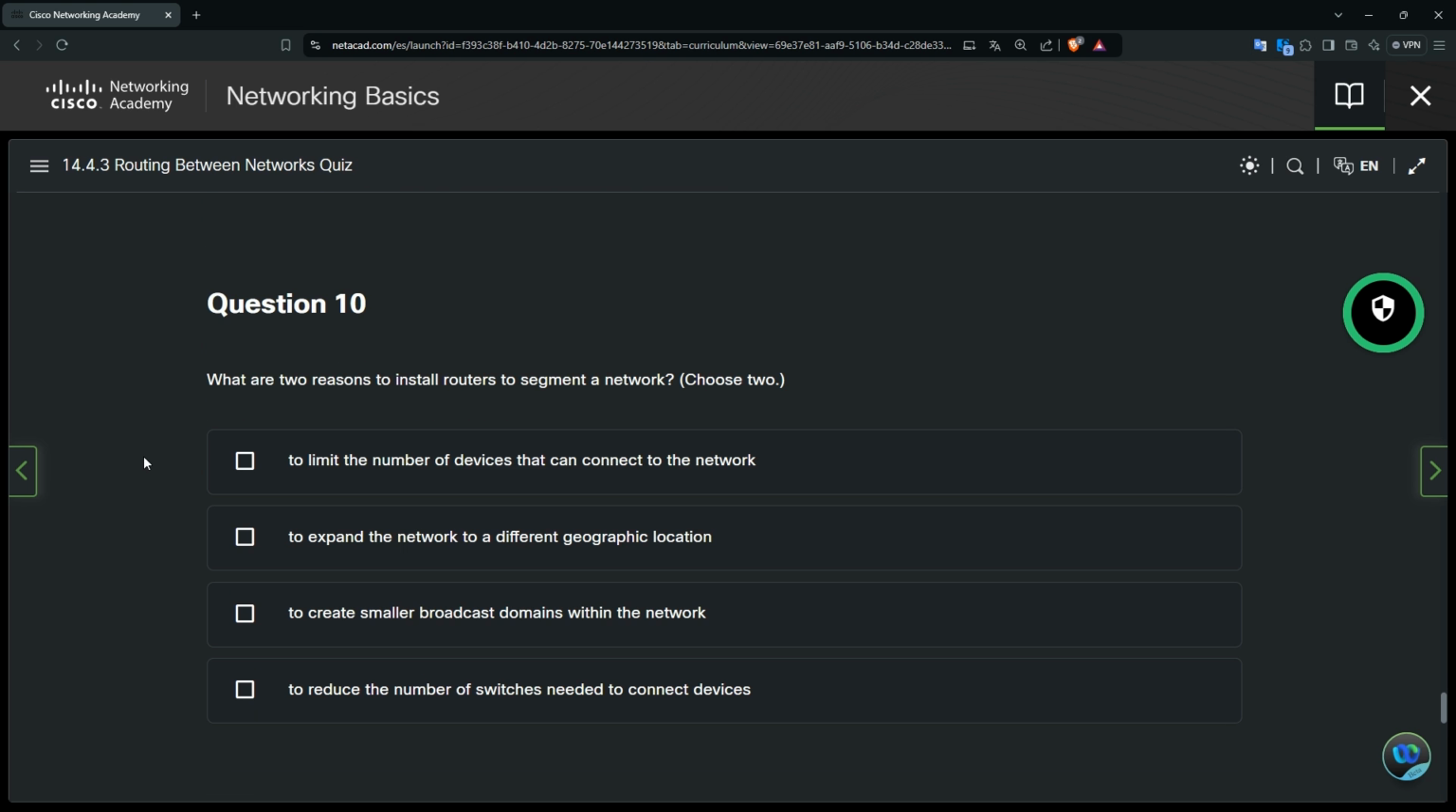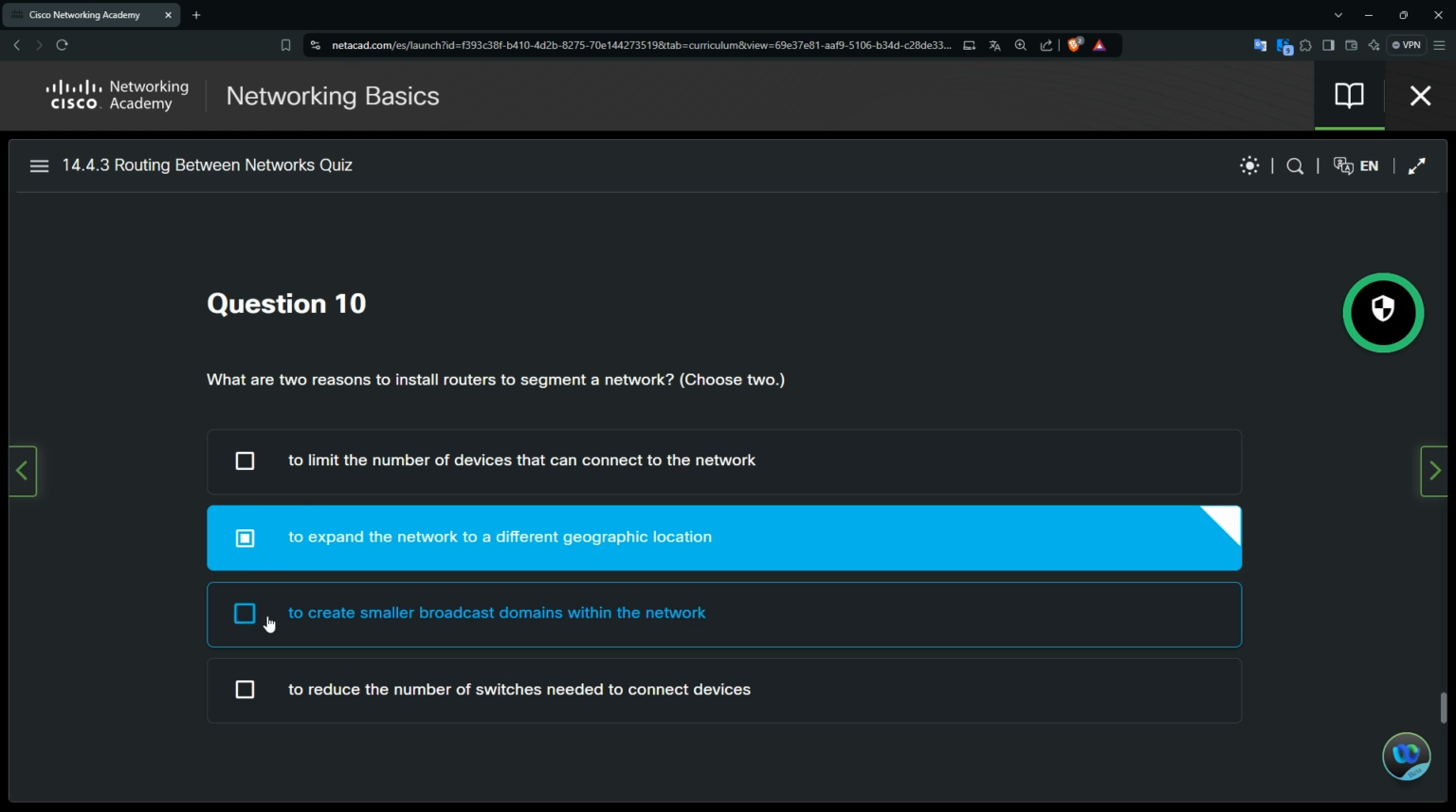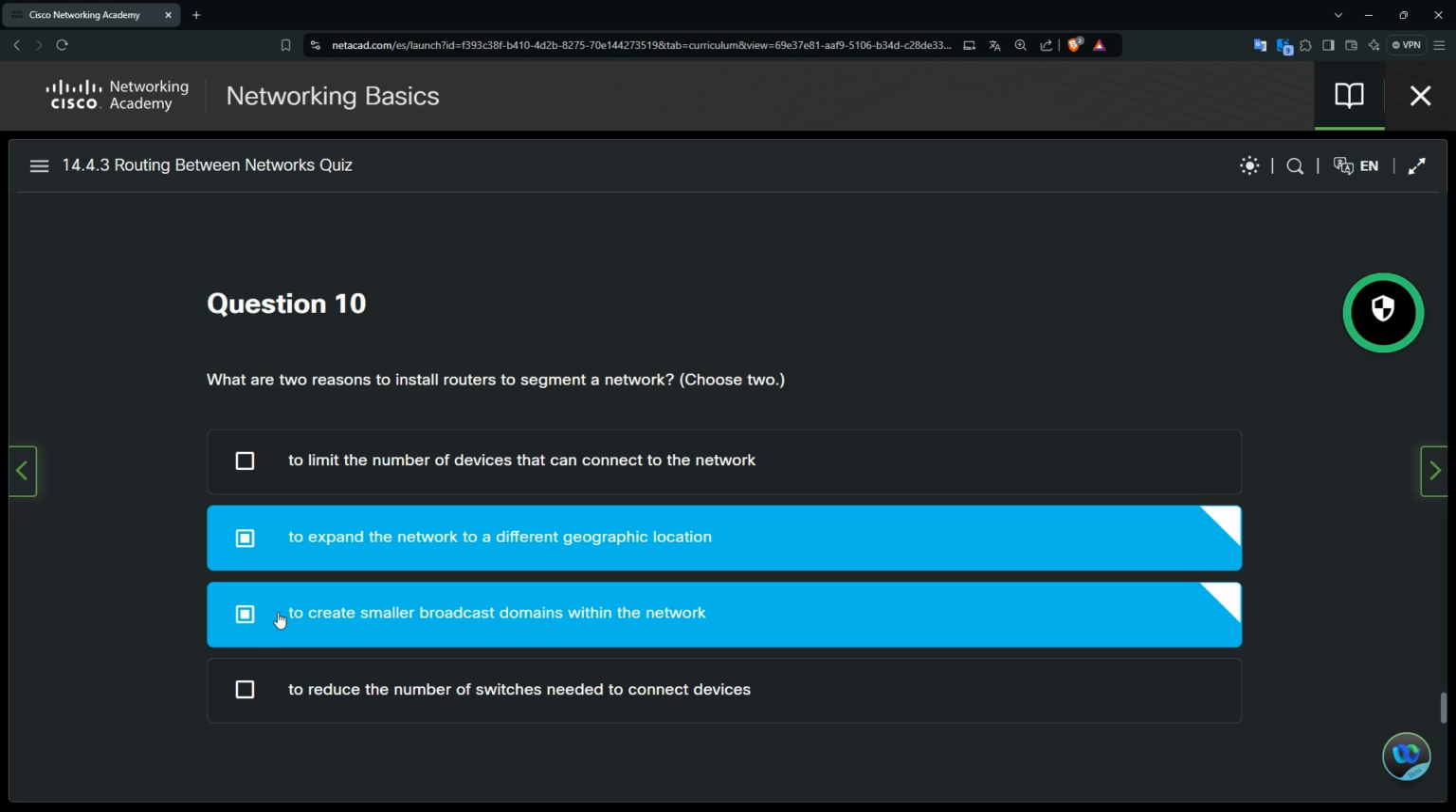Question 10. What are two reasons to install routers to segment a network? To limit the number of devices that can connect to the network. To expand the network to a different geographic location. To create smaller broadcast domains within the network. To reduce the number of switches.